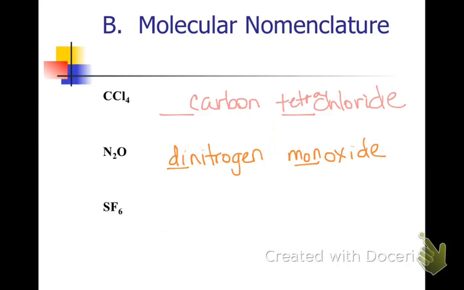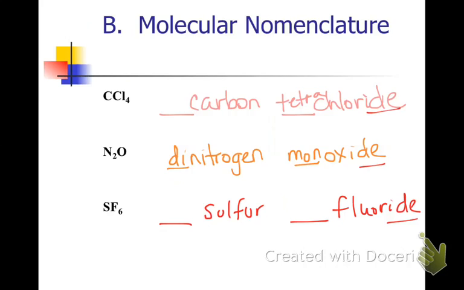And then for the last one, what's the name of S? Sulfur. And what's the name of F? Fluoride. So again, all of these ended with IDE. And what prefix goes with sulfur? None. What goes with fluoride? Hexa. So I would want to put my A there.